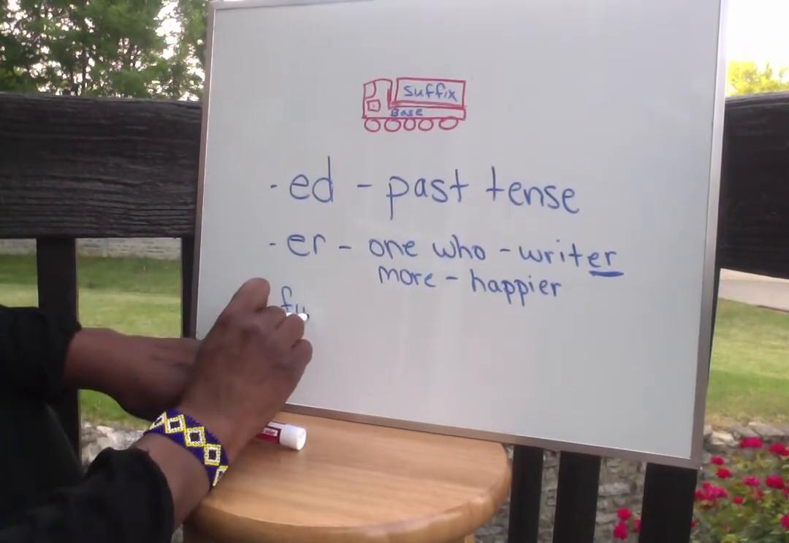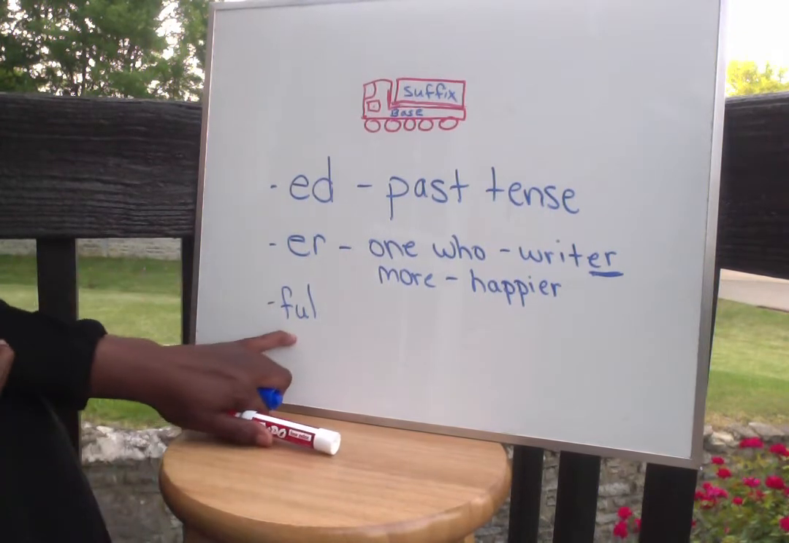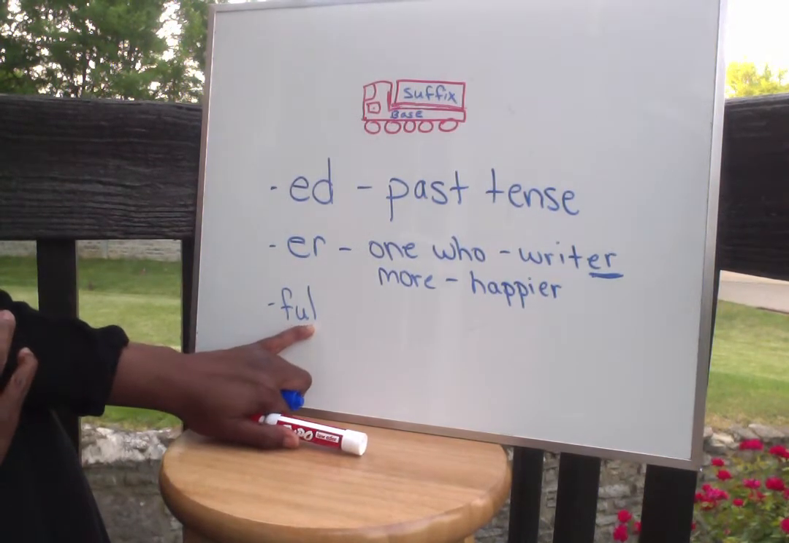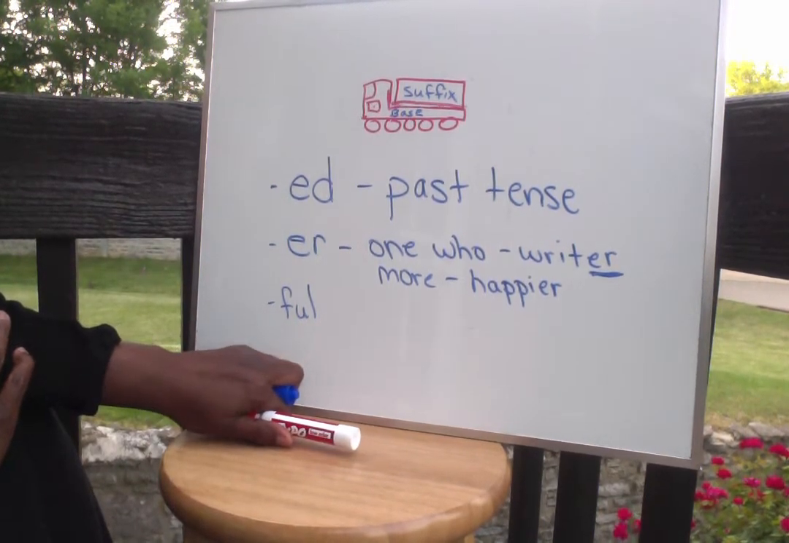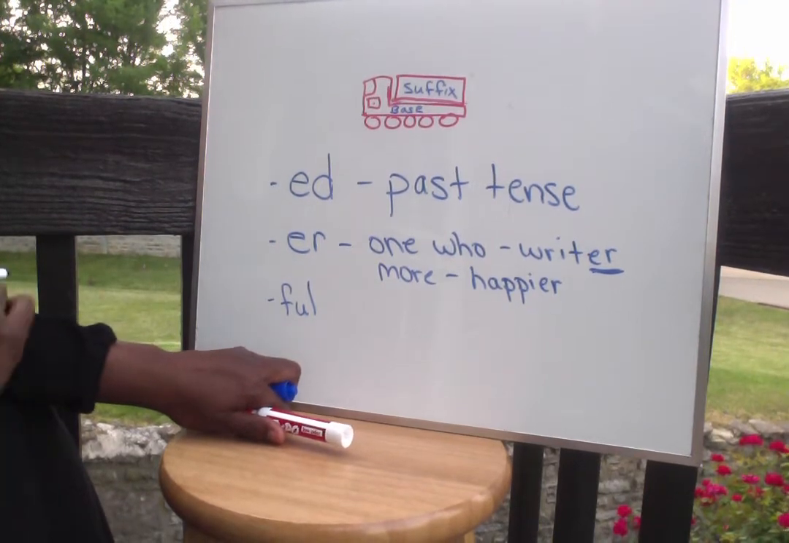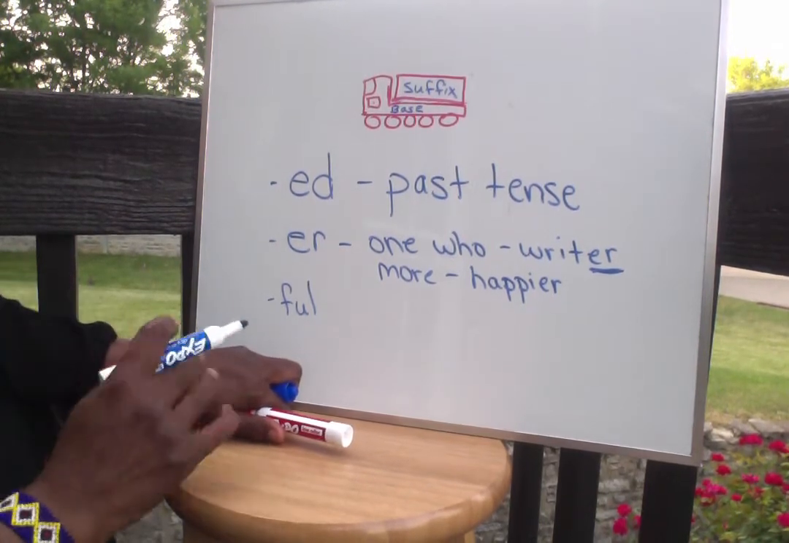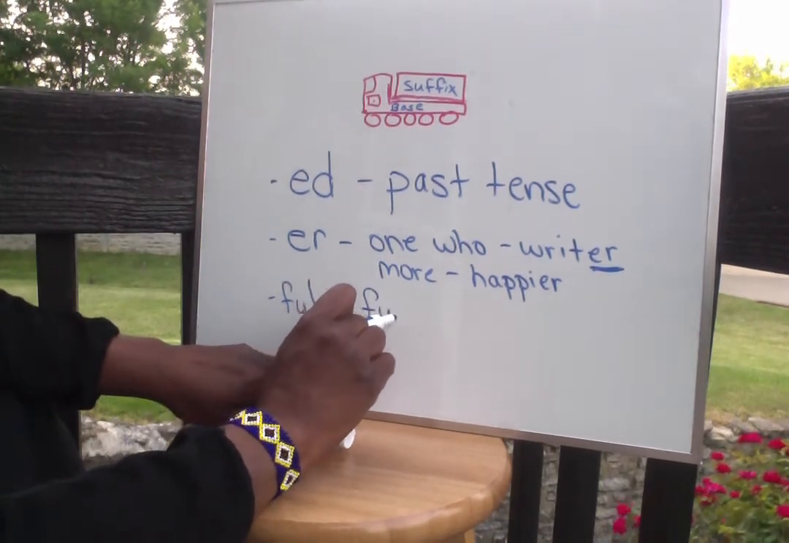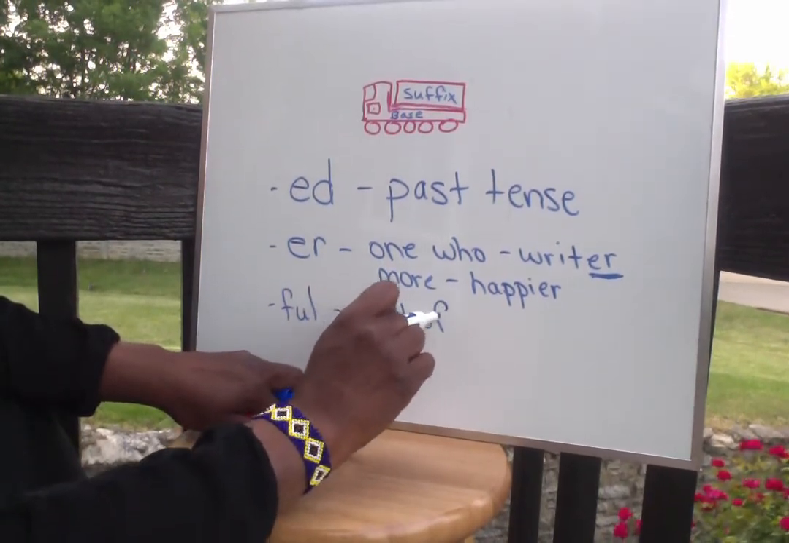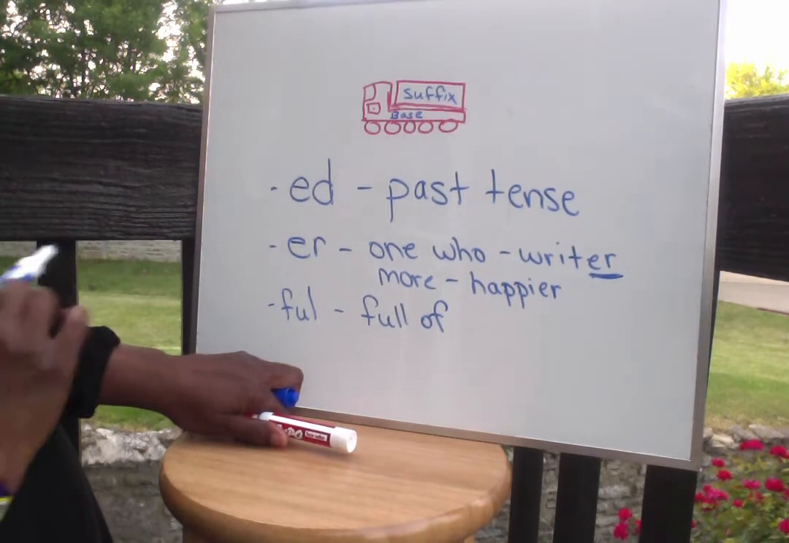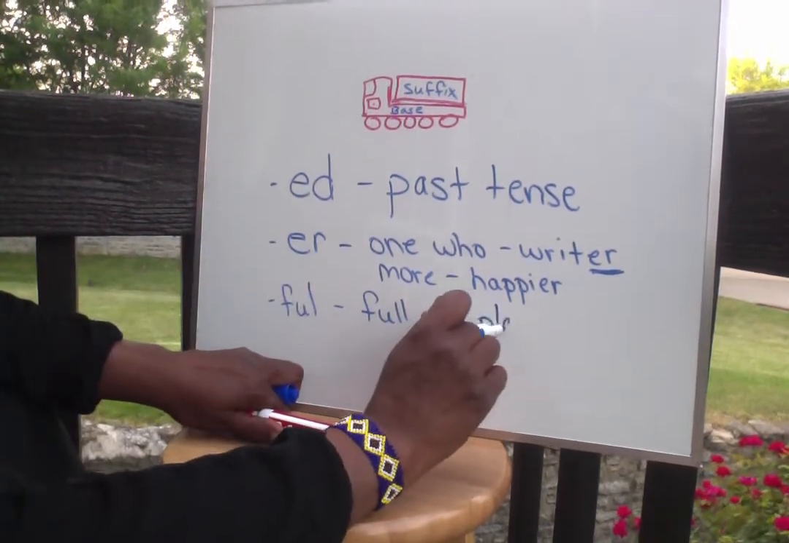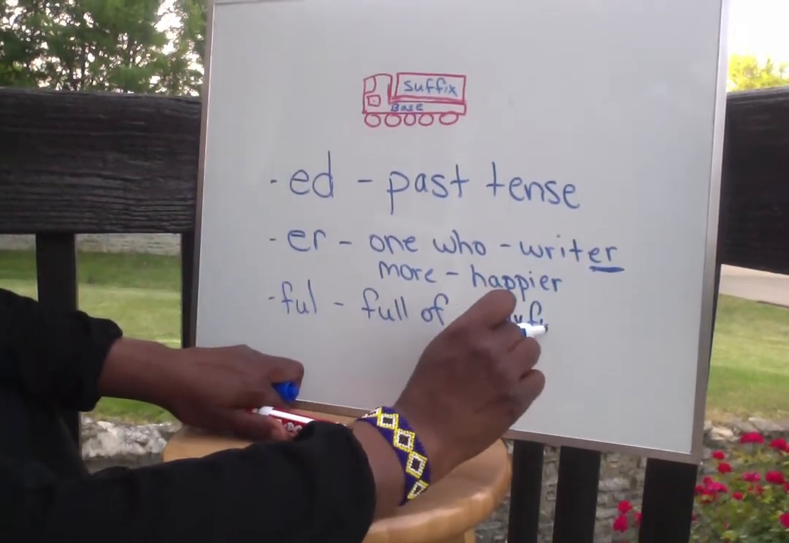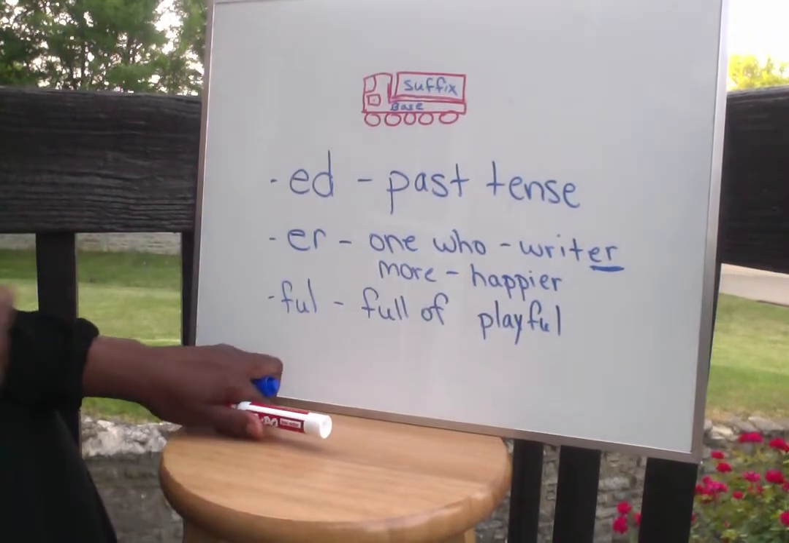We have the suffix full. And if you notice, this full only has one L because it's not the word full. It's the suffix. It's a syllable. And it just has one L. Full of. Playful. She is full of play. All right?